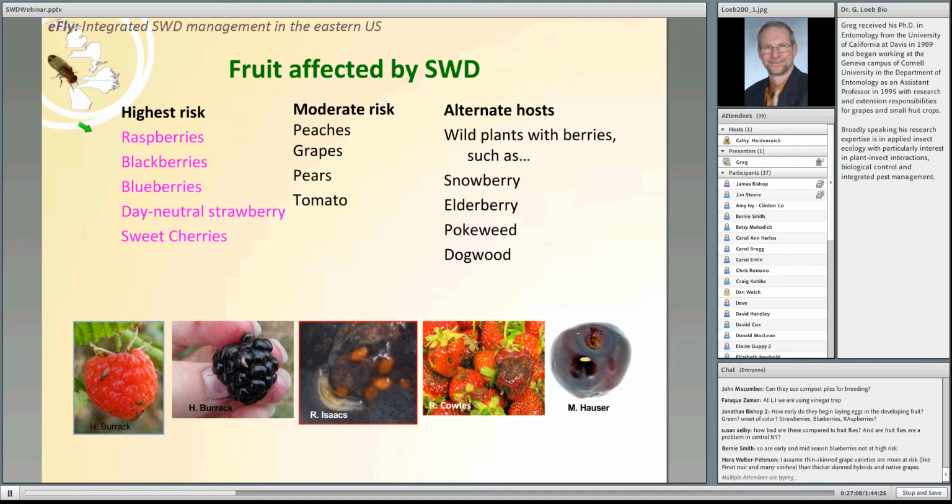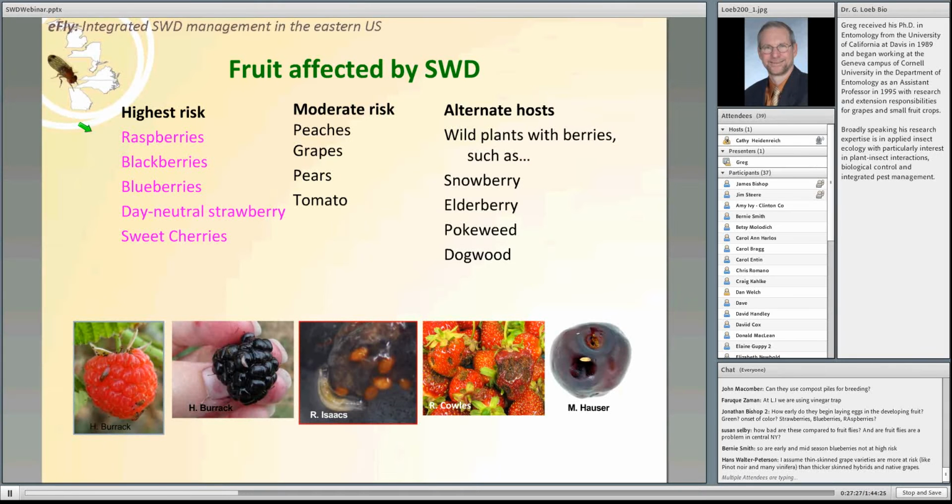And that's the real risk from this pest, and why there's so much interest in understanding its biology and figuring out ways of managing it. So yeah, this thing's quite different, and it all comes down to that big ovipositor they have that is able to get into intact fruit.